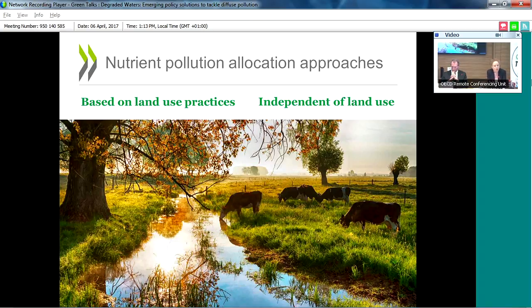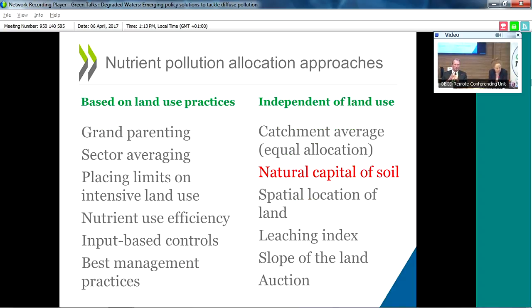One of the greatest challenges of regulating nutrient losses from diffuse sources is determining and allocating limits in a way that is equitable and cost efficient. The limit setting processes in place for tackling diffuse nitrogen losses typically fall in two distinct camps. One, those based on land use practices. For example, controlling the use of fertilizers and pesticides, setting limits on previous levels of pollution, known as grandparenting, or having limits on land use practices based on different farming sectors. And the other camp is those independent of current land use.